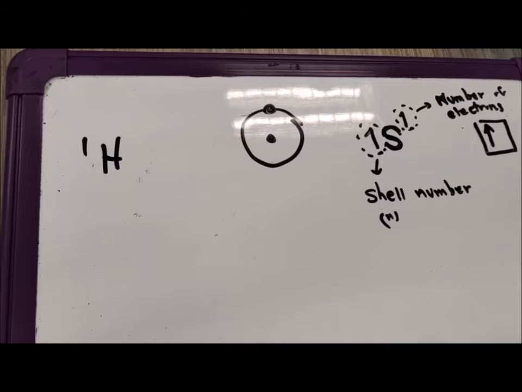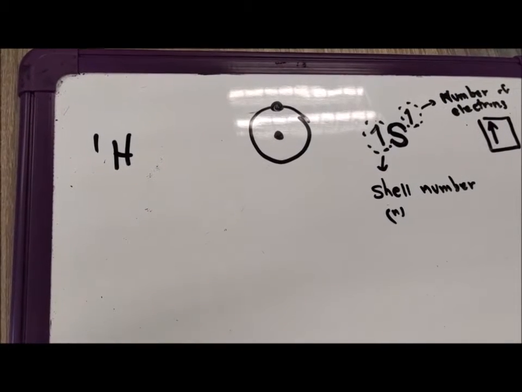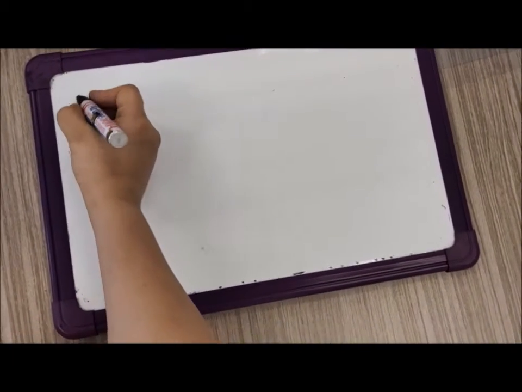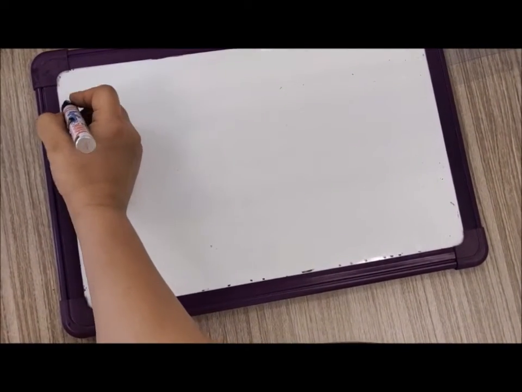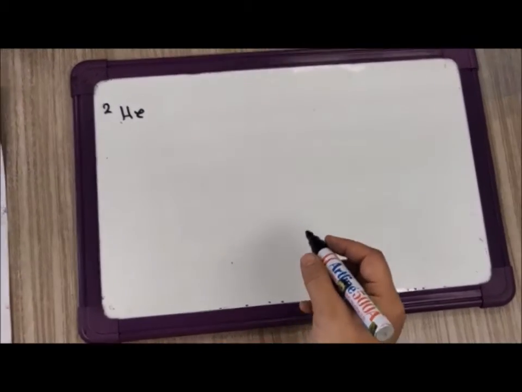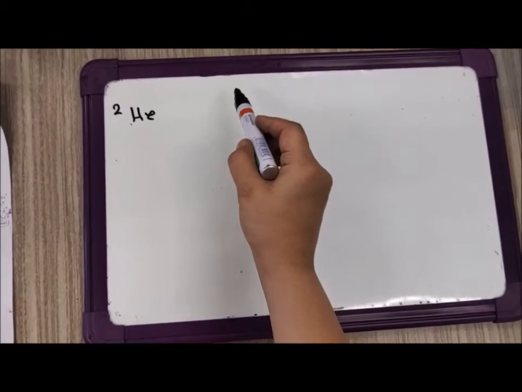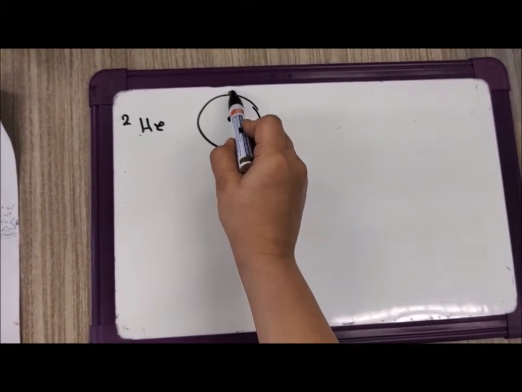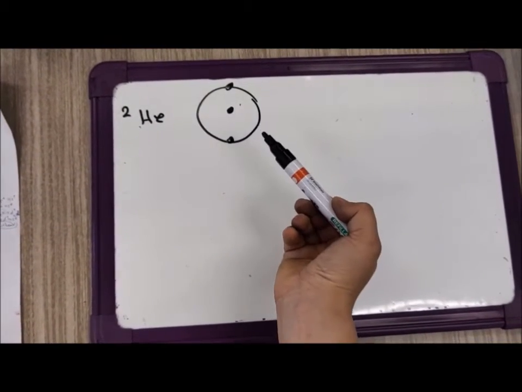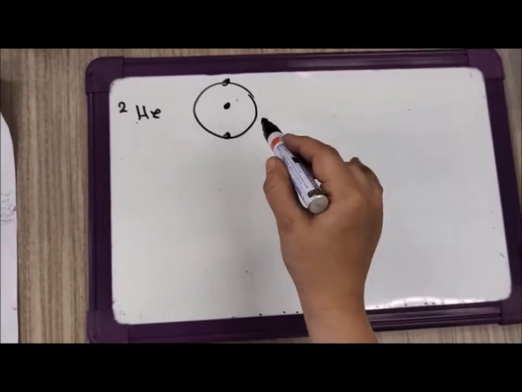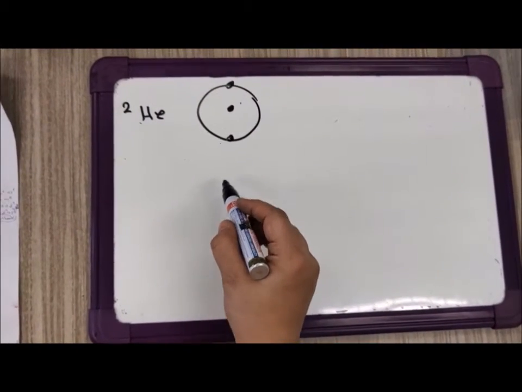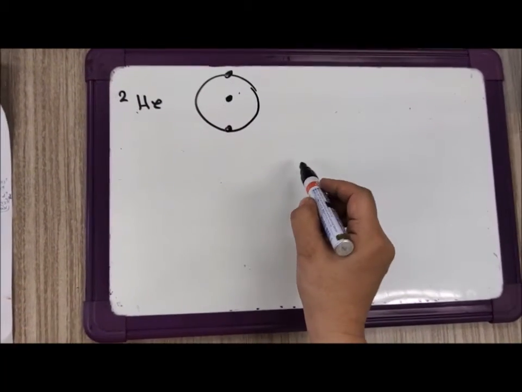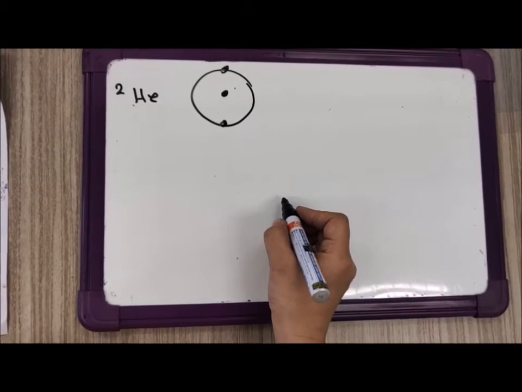Now let's do this with helium, which has 2 electrons. So the next element was helium with 2 electrons in the atom. So this is the electronic configuration diagram, with 1 electron here and 1 electron here. So it has 2 electrons. How do I show this? The first shell, it has only 1 shell, isn't it?